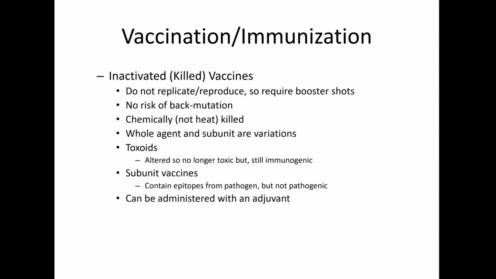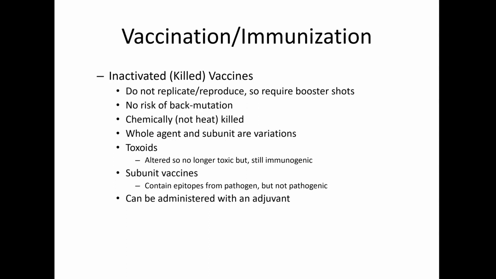Now, let's contrast that with inactivated or killed vaccines. In this case, the vaccination product, the thing that we're injecting into the person, is dead. It's no longer alive. It's usually killed with a chemical, not by heat, because remember that heat distorts proteins and therefore will distort antigens. And we don't want that. So they are usually killed by something like formalin or some type of preservative that is going to chemically destroy the bacteria or the virus while not changing those antigens too much.